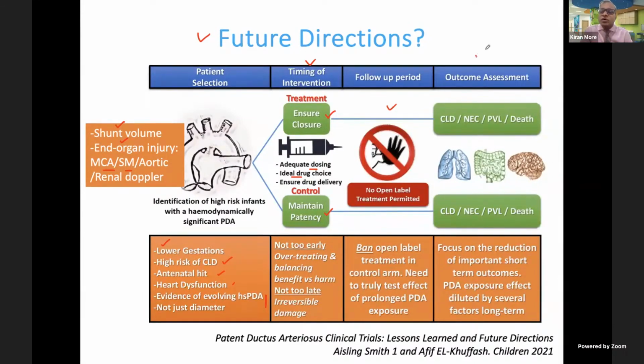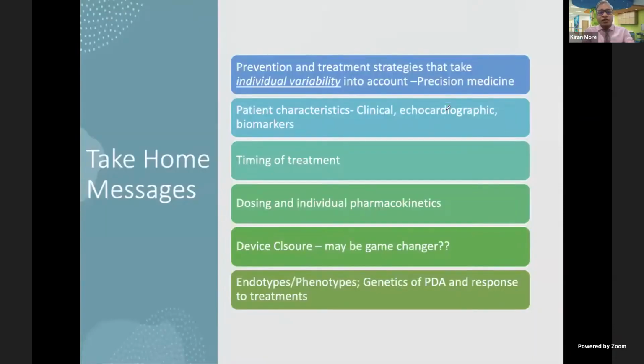And for outcome assessment, it is not only always death and morbidity or neurodevelopmental outcome, but one should look at CLD, NEC, PVL, and then death. Those are also important because they indirectly contribute to morbidity and mortality. So with that, I'll close my talk.